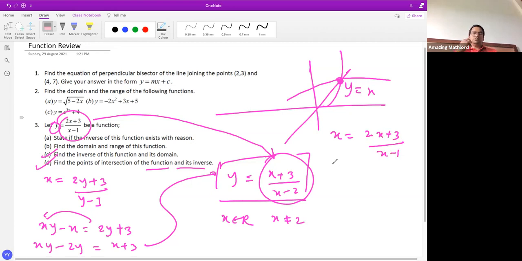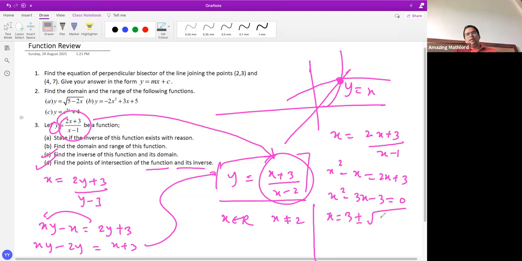So some questions, if you don't know the skill, you might not be able to solve. So you'll get x squared minus x equals 2x plus 3. You get x squared minus 3x minus 3 equals 0. Then you solve using the quadratic formula. So x equals negative b plus or minus root of b squared minus 4ac, which is 3 plus or minus root of 9, b squared minus 4 times 1 times negative 3, upon 2a, which is 1.